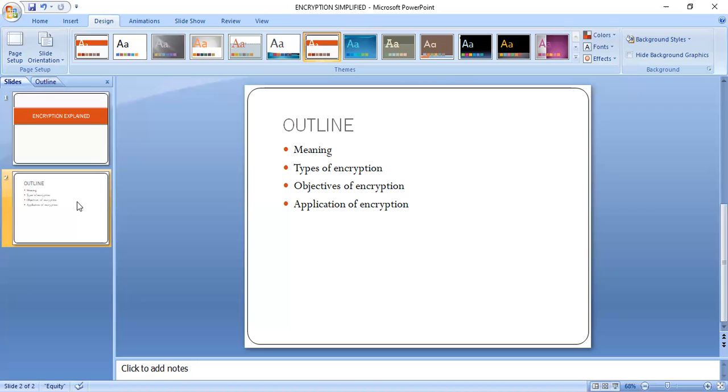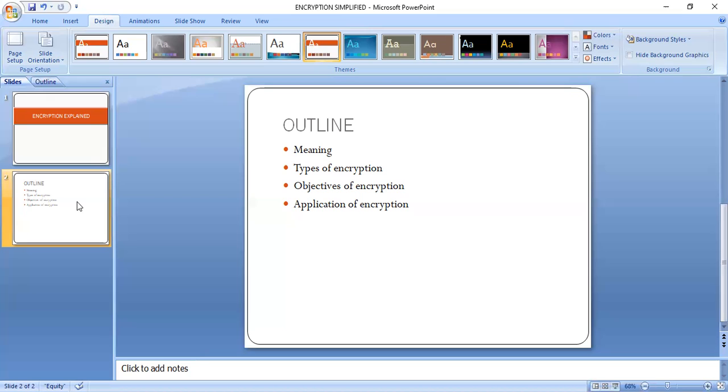So how do I achieve non-repudiation through encryption? The same way we achieve authentication. The sender encrypts the message with the private key of the sender. That way, the non-repudiation objective is achieved.